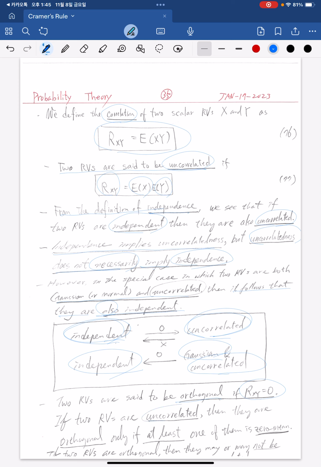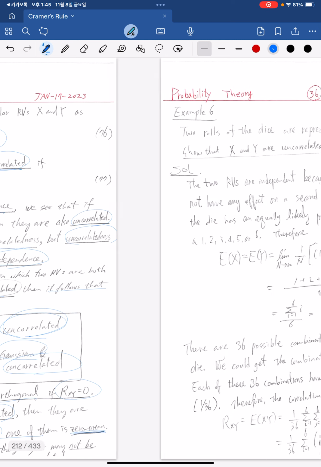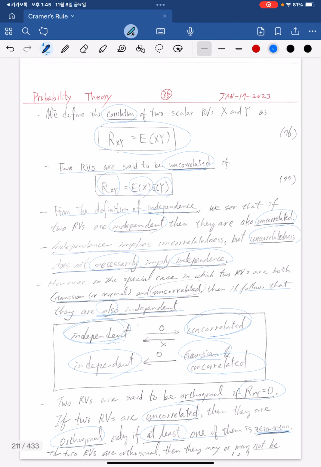If two random variables are uncorrelated, then they are orthogonal only if at least one of them is zero mean. If the two random variables are orthogonal, then they may or may not be uncorrelated.